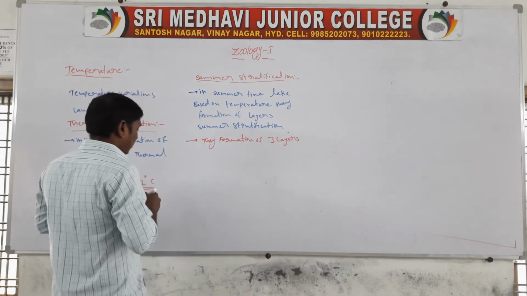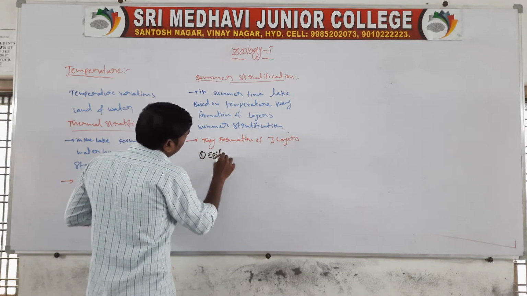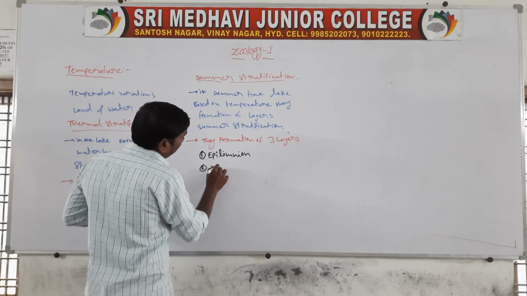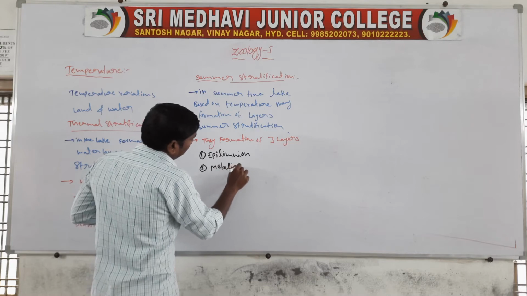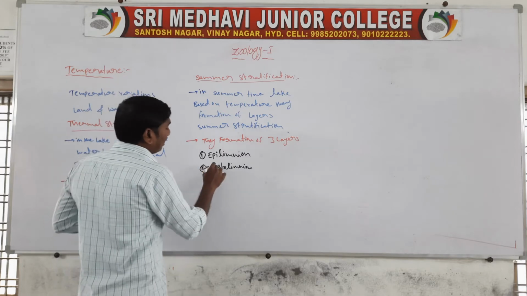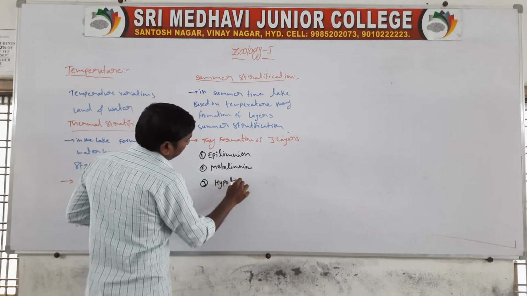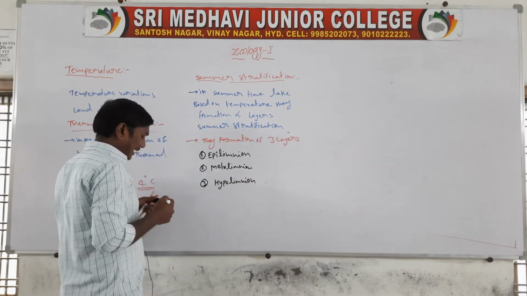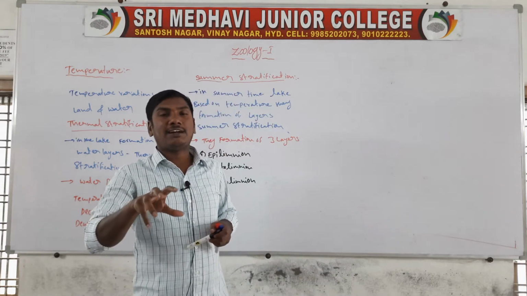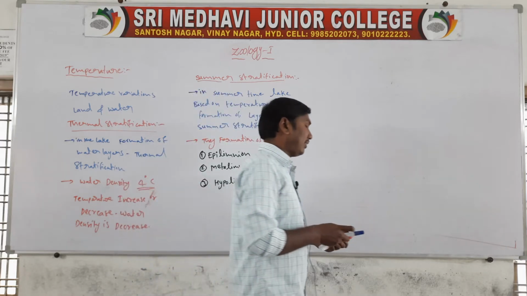The first one is Epilimnion, the second one Metalimnion, also called the thermocline, and the third one Hypolimnion. In summer time the lake forms 3 layers, and these 3 layers are called summer stratification. So draw the diagram.